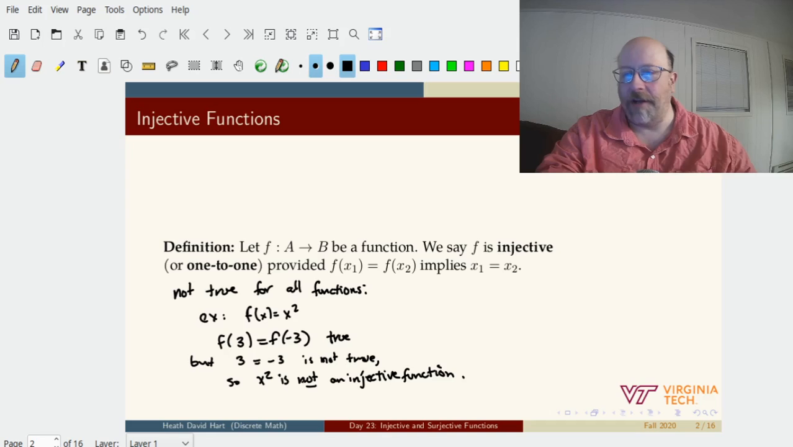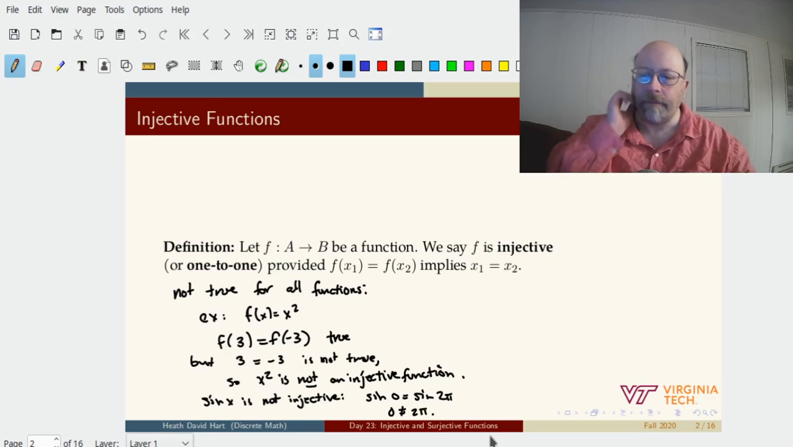Sine is not injective. Sine of x is not injective, because the sine of 0 is the same as the sine of 2 pi, but I can't cancel the sines. 0 does not equal 2 pi. And so injective means we can cancel the f's.